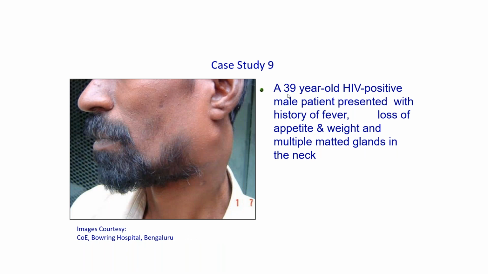What about this? This is a 39-year-old PLHIV who presented with history of fever, appetite loss, and multiple matted glands in the neck. What is your possible diagnosis? Matted glands. Most likely diagnosis. Again, the kids are typing in very well. It is TB lymphadenitis. Matted lymph nodes generally is TB lymphadenitis. There can be other differential diagnoses to the lymph nodes also, but you will have to.